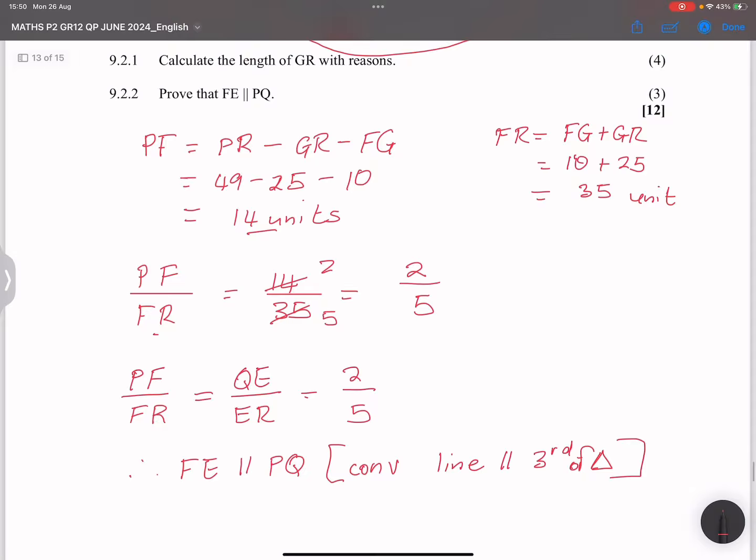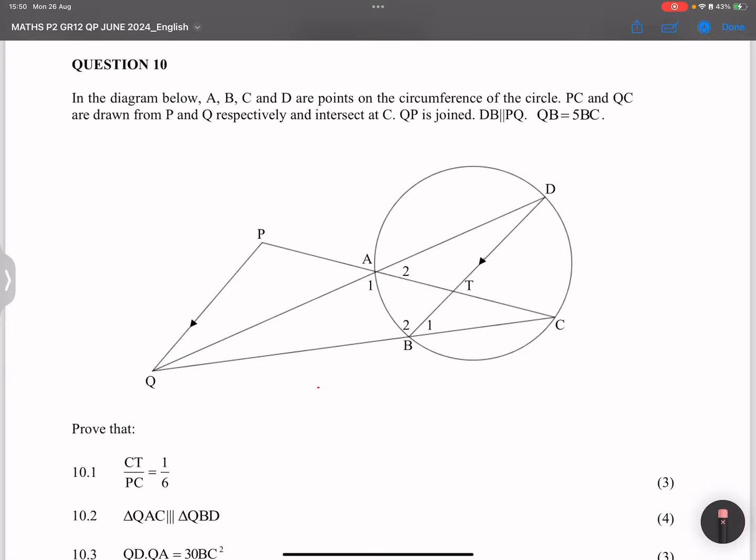We're left with the final question. All right, and let's go right for it. So they say to us in the diagram below, we've got A, B, C, and D, which are points on the circumference of the circle. PQ and QC are drawn at P and Q respectively, and intersect at C. All right, so they are telling us what we've got there. Now they say DB is parallel to PQ.